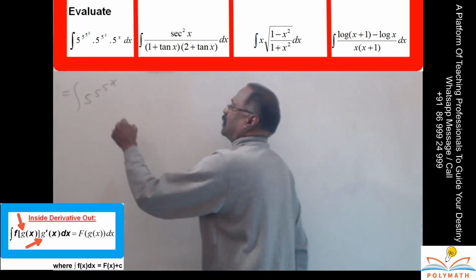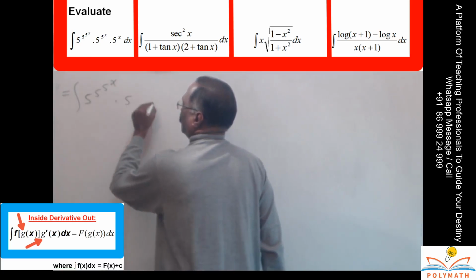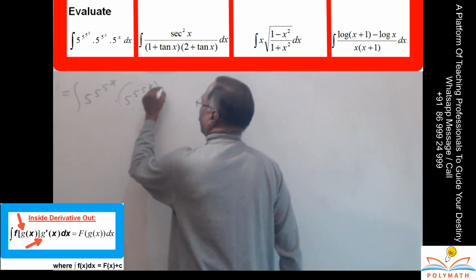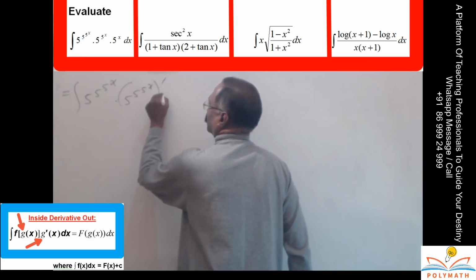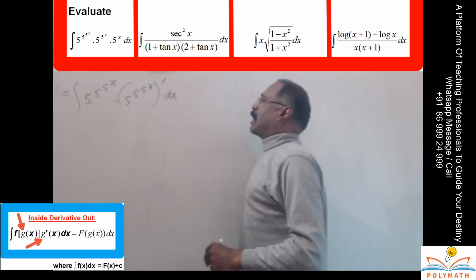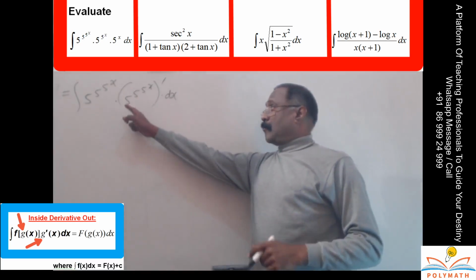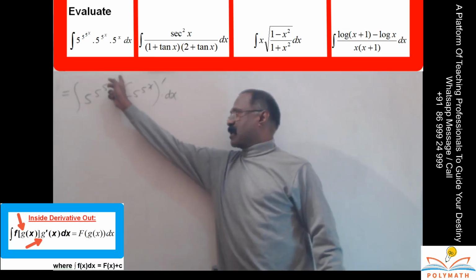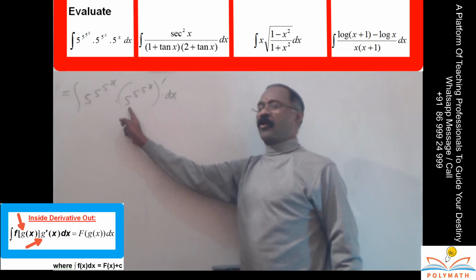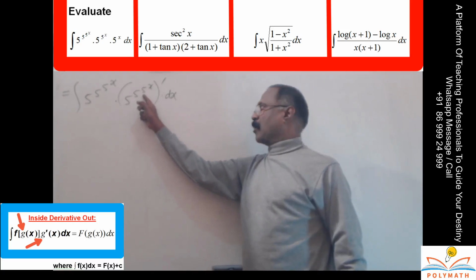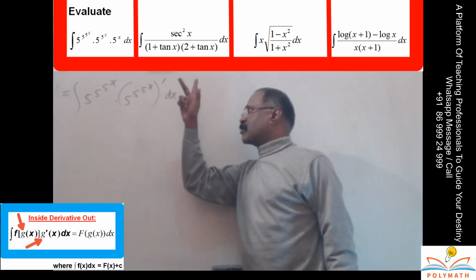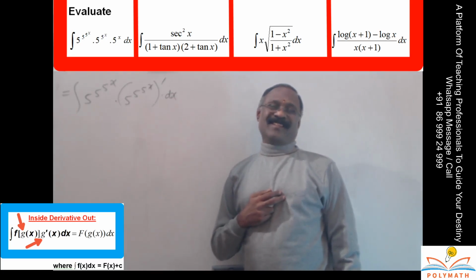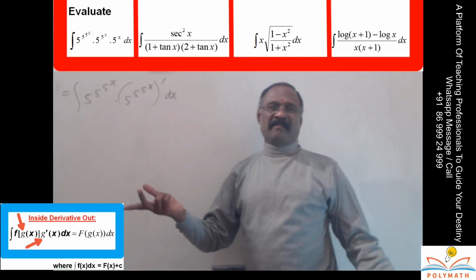Now, let us take this. 5 power x dash. Let me write that. Just see that. What is its derivative? A power x derivative. A power x into log a. Log a means log 5. Into its derivative. That is 5 power x into log 5. So, how many log 5s are missing here? Just you have to multiply and divide with that one.